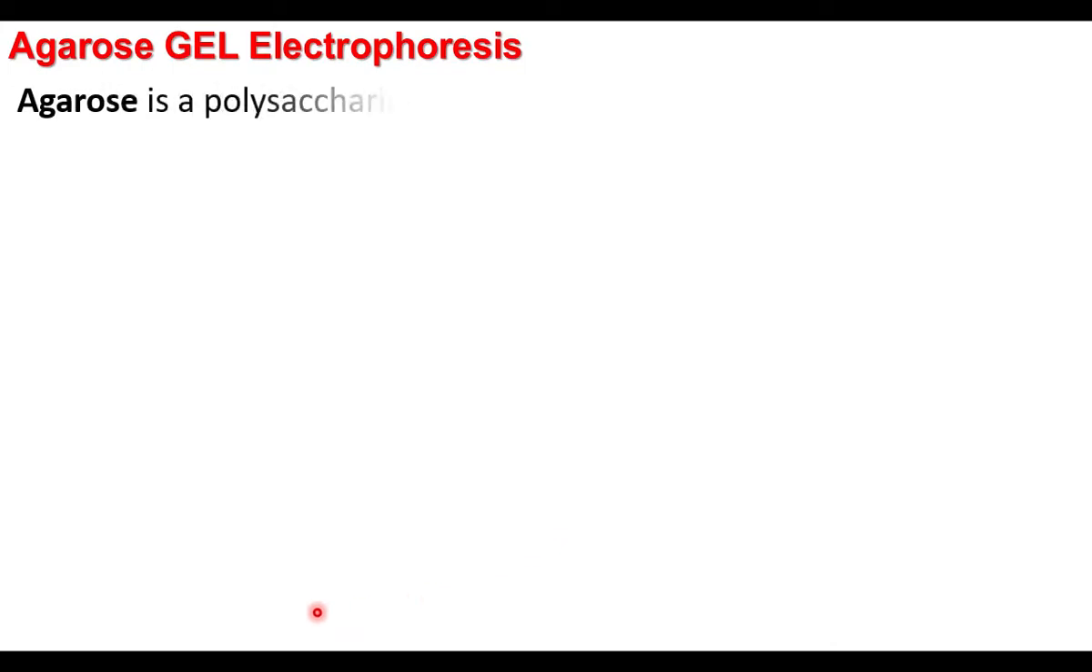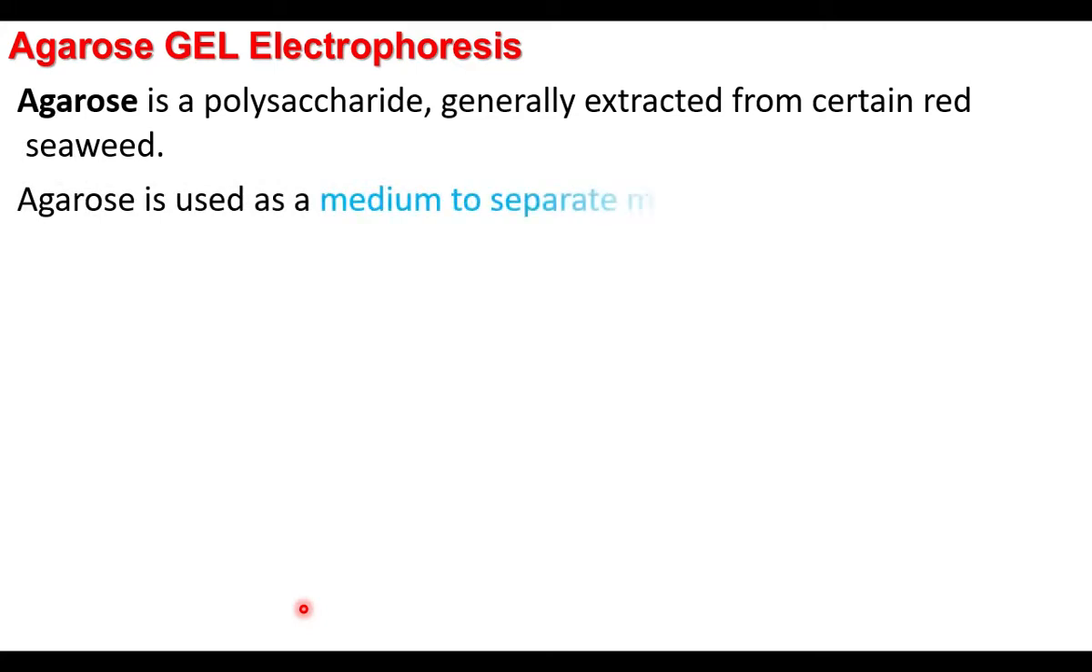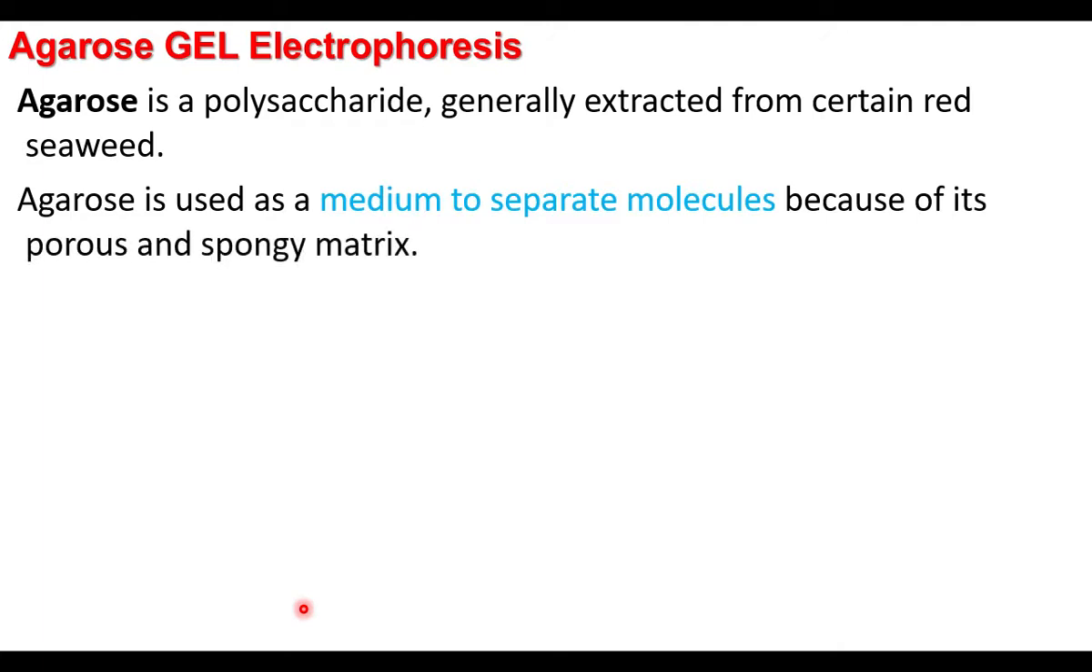Agarose is a polysaccharide generally extracted from certain red seaweed. Agarose is used as a medium to separate molecules because of its porous and spongy matrix. Agarose is a porous jelly. It has pores through which DNA molecules can move, and it has a spongy matrix.